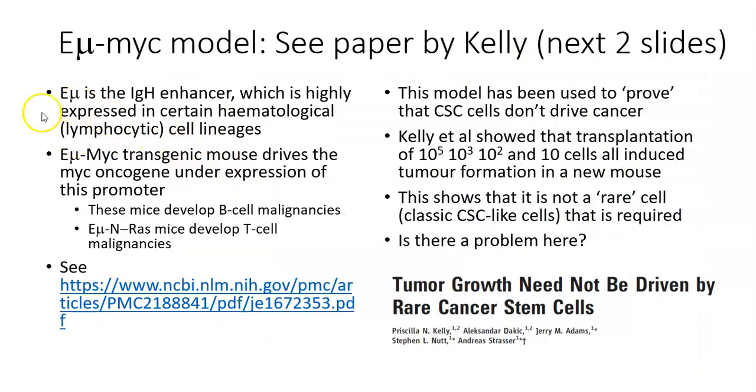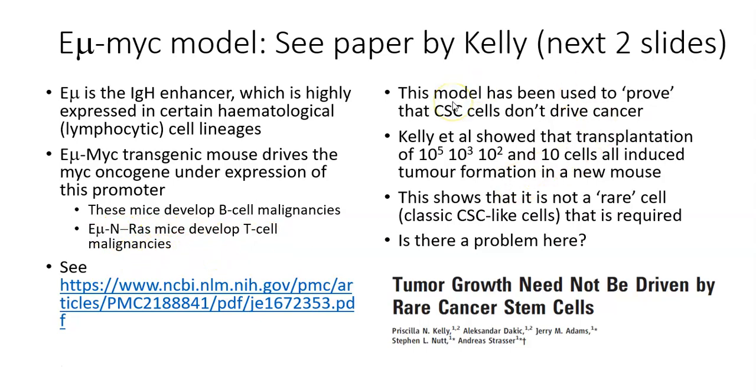And in this paper, it used the EMU, which is the immunoglobulin heavy chain enhancer, highly expressed in certain hematological cell lineages. So this EMU enhancer is driving the MYC oncogene, and in this transgenic mouse you get MYC expressed wherever the EMU IGH enhancer is expressed. So these mice develop B-cell malignancies, and there's also an EMU-RAS that develops T-cell malignancies as well.